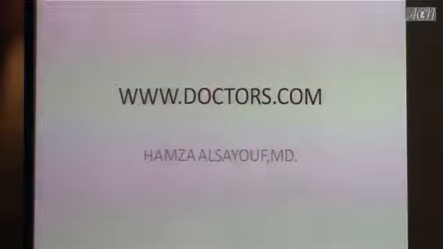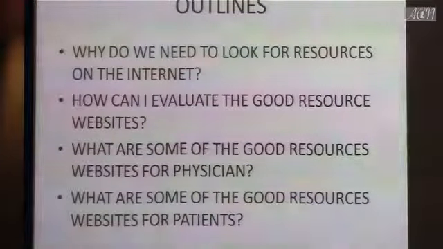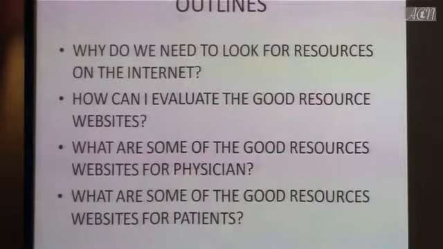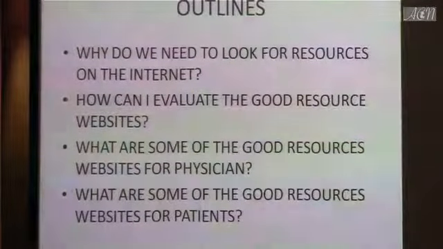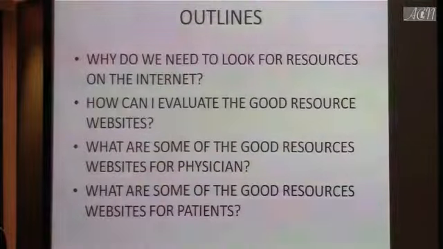I use these websites most of the time. I think they are very helpful for us. So Dr. Mukdadi put the name, of course, he put the doctors.com, and hopefully it will be very informative. Outline: First, why do we need to look for resources on the internet? Second, how can I evaluate the good resource websites? And what are some of the good resource websites for physicians? And what are some of the good resource websites for patients?